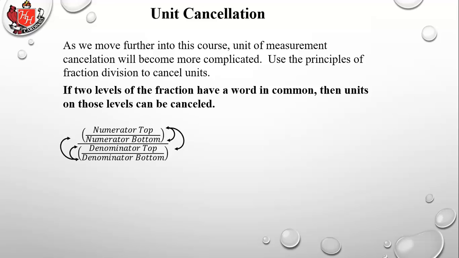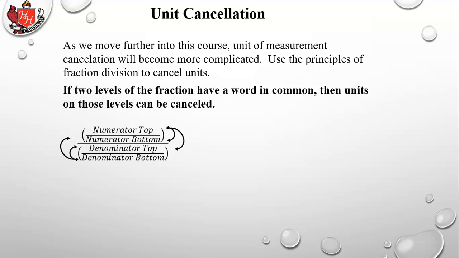Okay, start again. Third example. Let's say you have liters in numerator top and liters down at the very bottom in denominator bottom. Those liters could not cancel because the words numerator top and the words denominator bottom don't have any words in common. So you can't cancel liters in the very top and liters in the very bottom. And it works the same way with the other levels. If they have a word in common in their name, then you can cancel them.